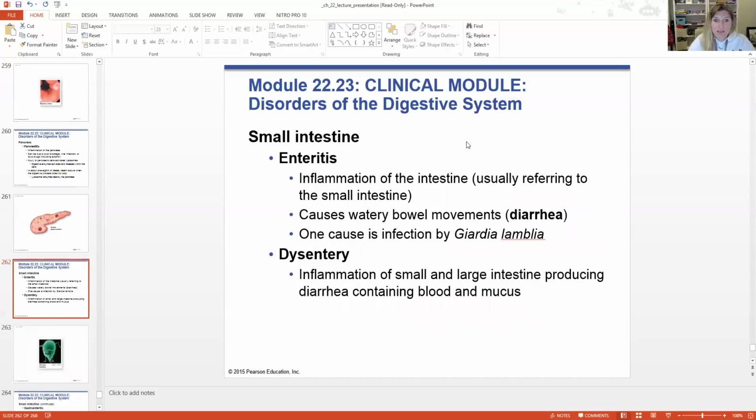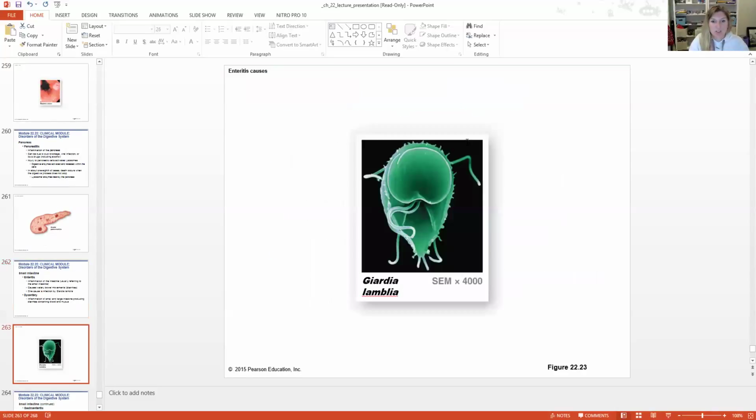In the small intestine, enteritis can occur. This is the inflammation of the intestine itself, causes diarrhea. This typically happens with parasite infections like Giardia lamblia. That's like a protozoa that lives in dirty water. Dysentery, right? The inflammation of the large and small intestine, producing diarrhea, bloody stool, mucousy stool, etc. There's the good old Giardia lamblia.